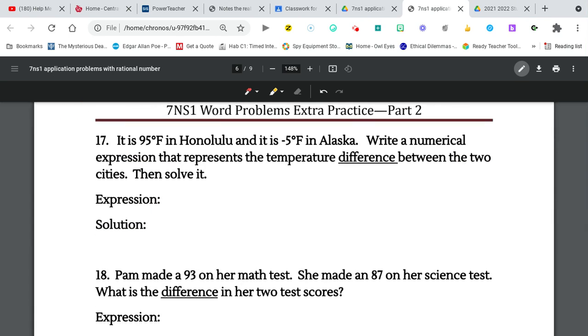Okay, let's take a look at 17. It is 95 degrees Fahrenheit in Honolulu, and it is negative 5 degrees Fahrenheit in Alaska. So we want to write a numerical expression that represents the temperature difference between the two cities. Okay, now, but look, guys. There is, and I should say two places.